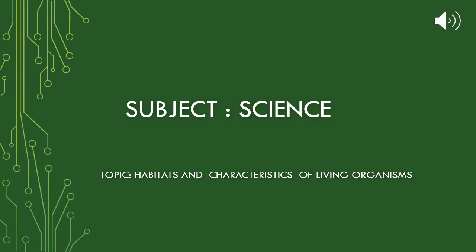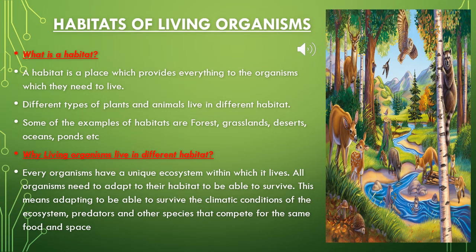Good morning. Today's topic is habitats and characteristics of living organisms. What is a habitat? A habitat is a place which provides everything to the organisms which they need to live. Different types of plants and animals live in different habitats. Some examples of habitats are forests, grasslands, deserts, oceans, ponds, etc.